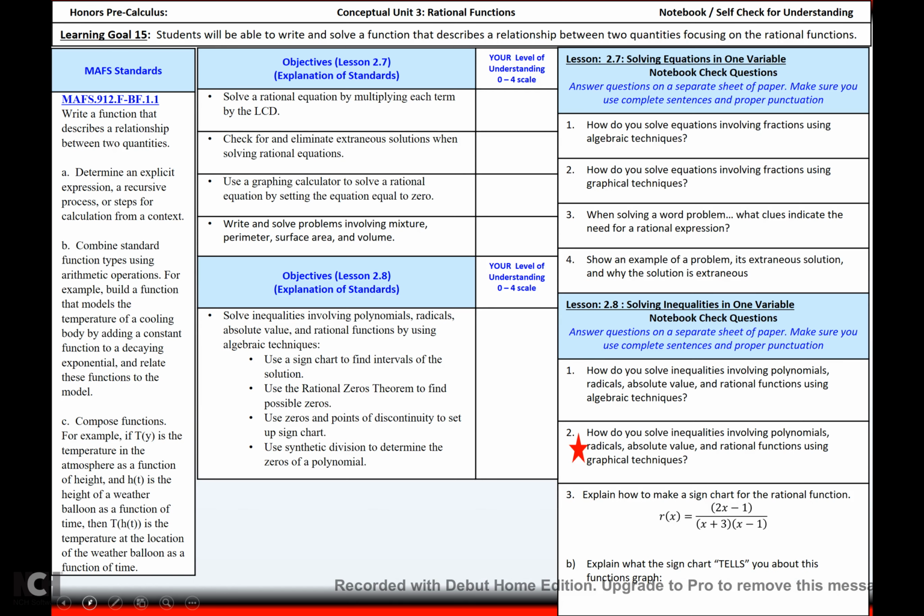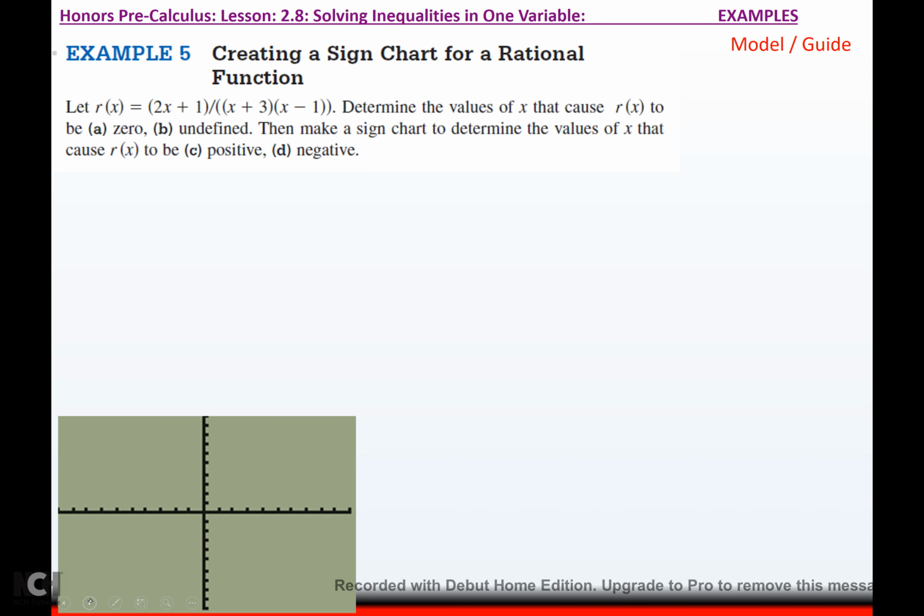Alright, so how do you solve inequalities involving polynomials, radicals, absolute value, and rational functions using graphical techniques? Well, the way that we're talking about today is to use a sign chart. Alright, so now we're going to have some undefined stuff, and then we can answer that last question.